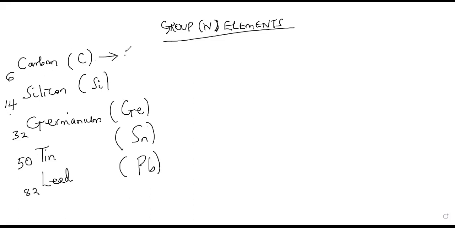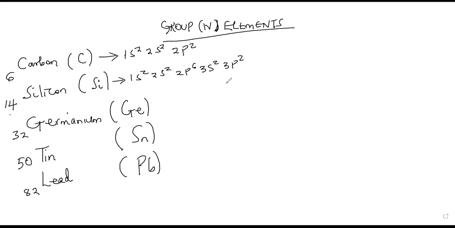Carbon, having 6, will be 1s2, 2s2, 2p2. Silicon, having 14, will be 1s2, 2s2, 2p6, 3s2, 3p2.